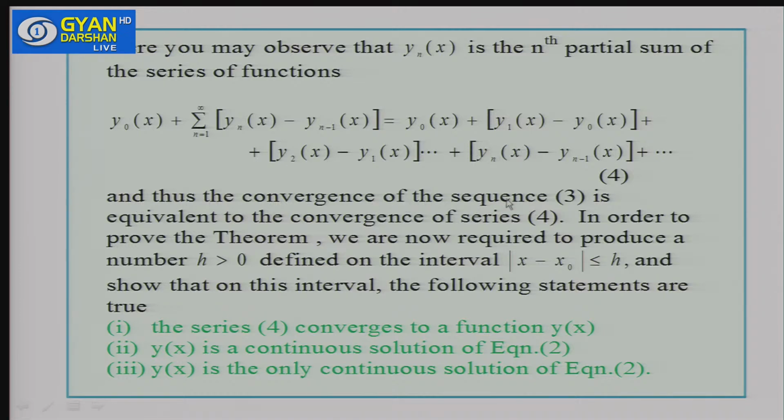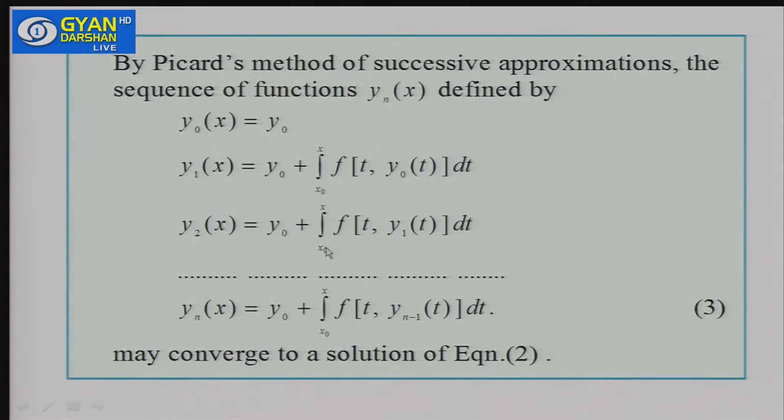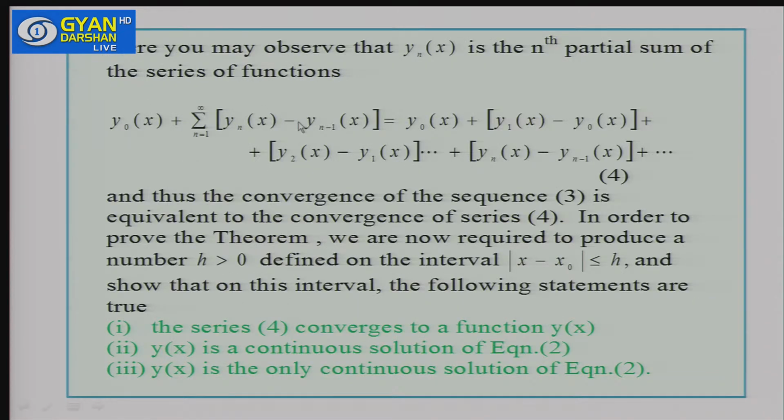And thus the convergence of sequence 3 is equivalent. This is already a standard result: this series will converge where this sequence of partial sums converges. It's a standard result, we all know this from BSc mathematics. You can see this result in sequences of functions and series of functions. In order to prove this theorem, we are going to now prove this series is convergent. This is a smart way of handling things. We are not directly proving this for the sequence, we are proving it for the series.